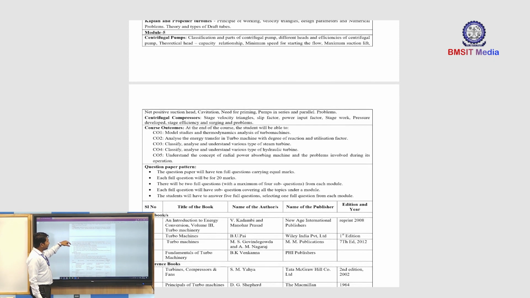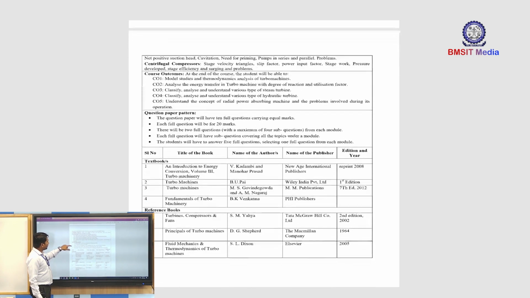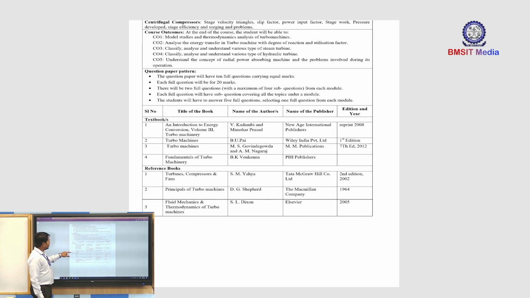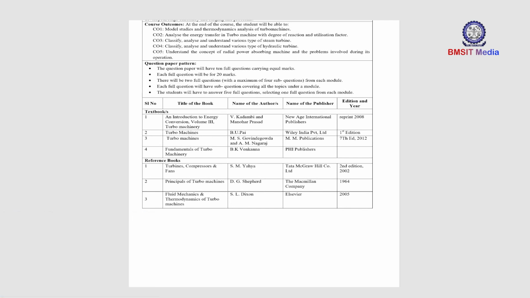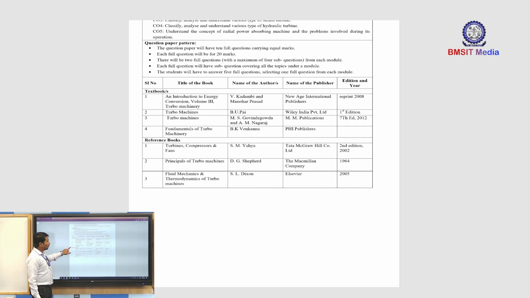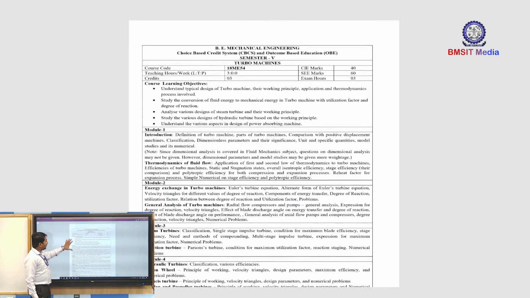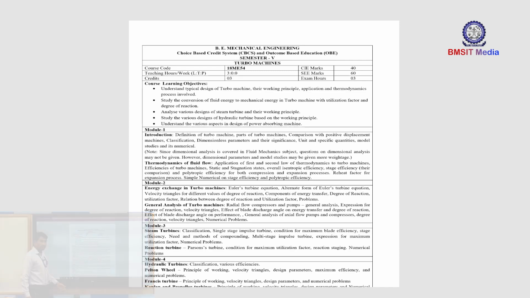In all the chapters, there will be numericals, and the better textbooks for this are An Introduction to Energy Conversion, Volume 3, Turbomachinery by Kadambi and Manohar Prasad, as well as the second textbook, Turbines, Compressors and Fans by SM Yahya. These two are the better textbooks for this turbo machines course. Now we'll switch to the contents of each module. Today we'll see module 1, first chapter, that is introduction to turbo machines.